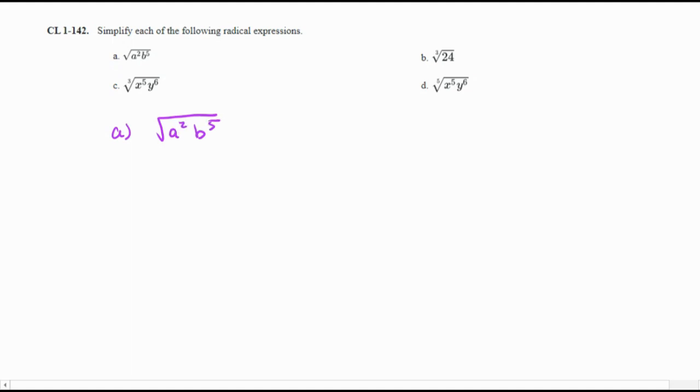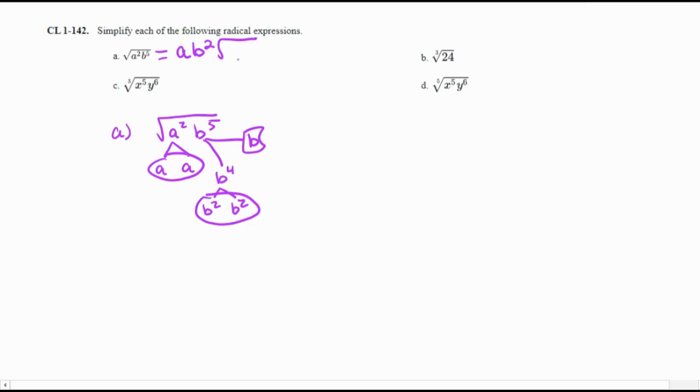So it's square root. I'm looking for pairs because I want to see if I can have two of the same thing. So it looks like I'm going to pull out an a, and I'm looking for pairs. So really what I'm going to do here is b to the power of 4 and b. And then I'm going to split this up into b squared because that pairs up, and I'm left with a little lonely b. So for the first one here, the stuff that I pull out is a and b squared. But then inside the square root, I still have b.